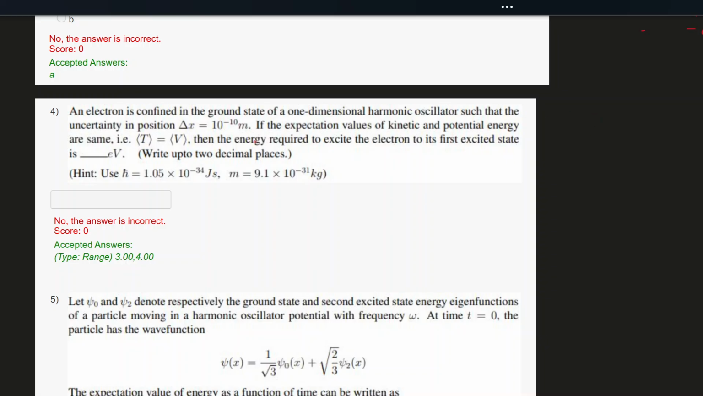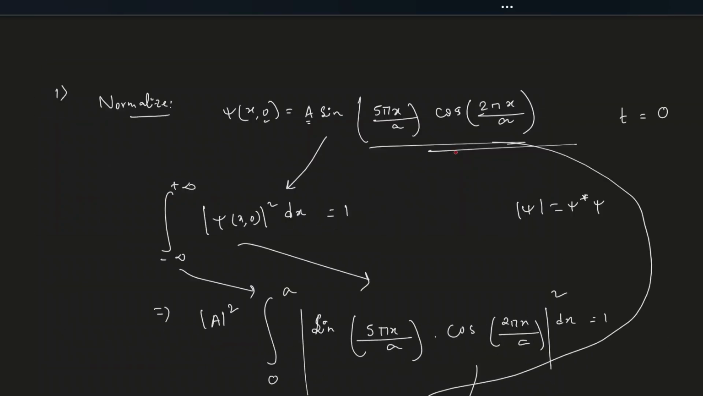So basically you have information about the position uncertainty delta x. You have information that the expectation values of kinetic and potential energy are equal, and you have information that it is the ground state of a one-dimensional harmonic oscillator problem that we will be dealing with. You have to determine the energy required to excite it from the ground state to the first excited state. So let us go back to solving it.